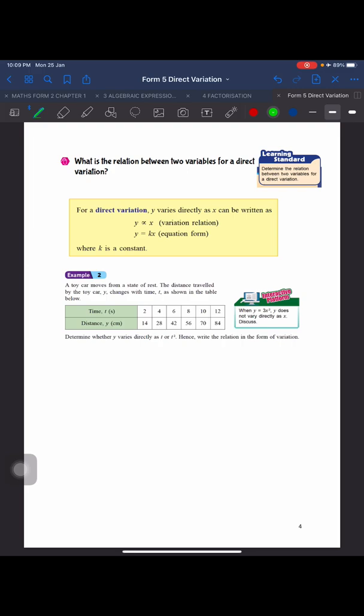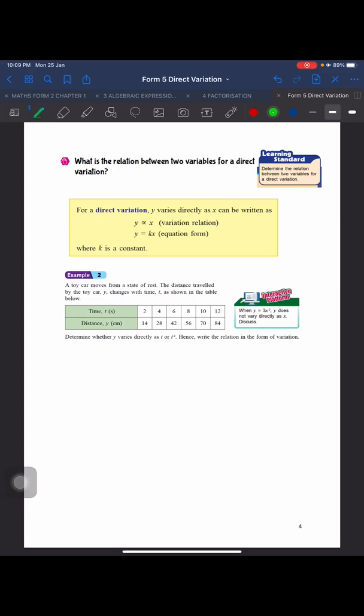For a direct variation, "y varies directly as x" can be written in the variation relation like this. And then if we convert it to the equation form, it will become y = kx, where k is a constant.